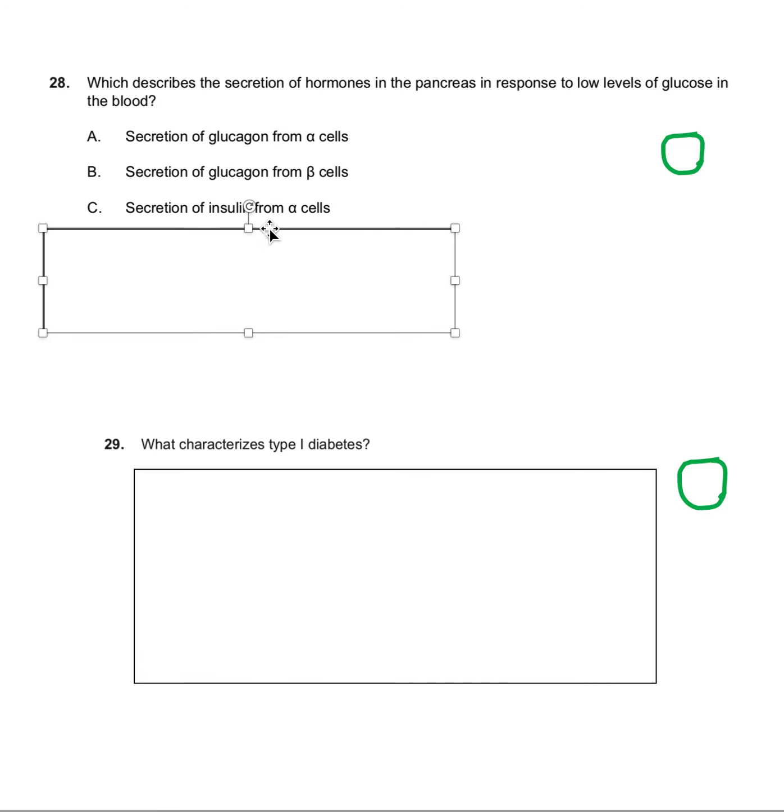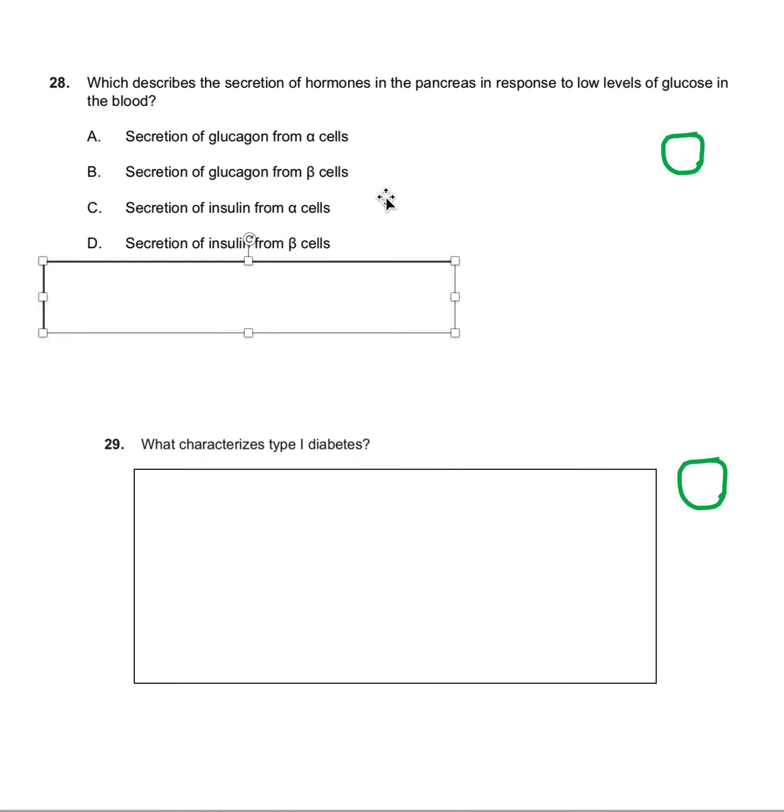Secretion of insulin from alpha cells. See, that's incorrect because insulin is always released from beta cells. So even concept-wise, that's not correct. And D, this one could be correct, but this is in response to high blood levels, not low blood levels. So D can't be correct. So the only answer here that's correct is A.